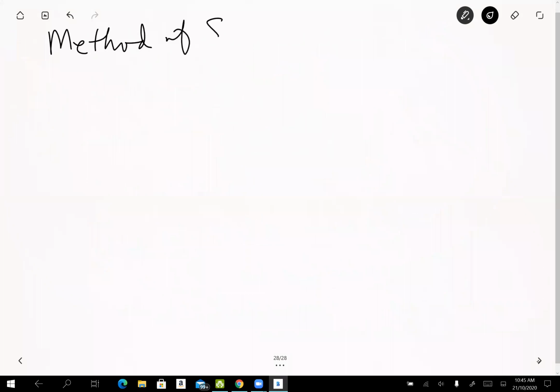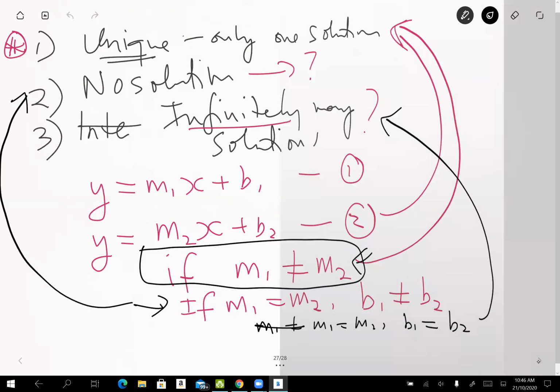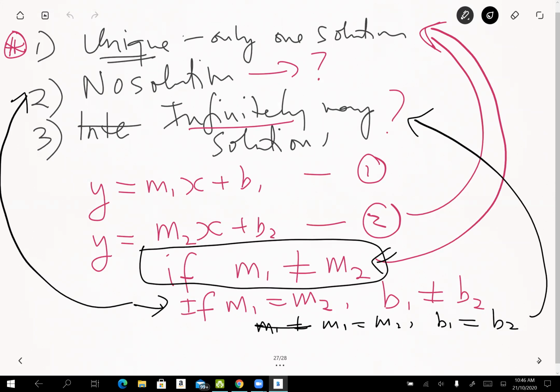We just use the substitution method to solve it. So you go back to the equations in the system that we have. y equals m1x plus b1, that is number 1. y equals m2x plus b2, that is number 2. What you do is simply substitute, because they are both y in terms of x. So you just substitute one into the other.